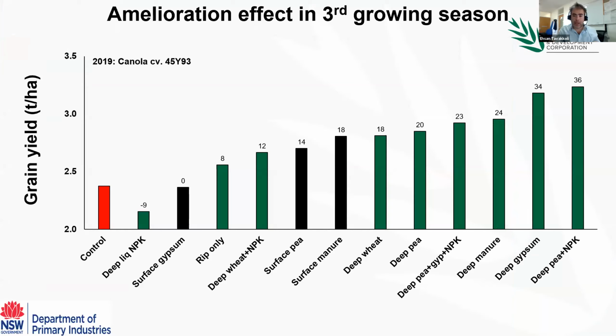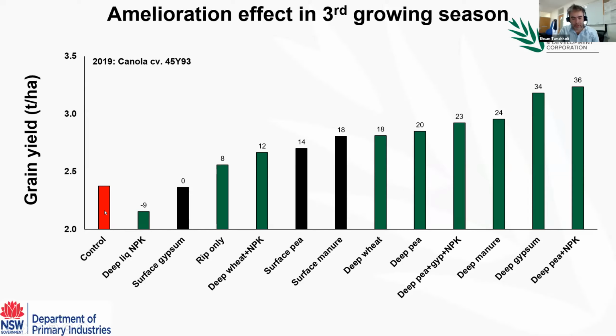Very quickly, I will run you through the data from the 2019 season: some of those amendments, such as deep manure, deep gypsum, and deep P-hay, which was a pelletized product, plus NPK, resulted in up to a 36% increase in yield. This is the absolute yield. The numbers on top of each bar are relative to control, which is on the left-hand side.